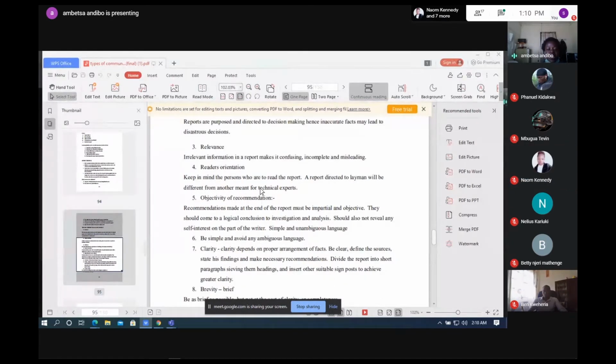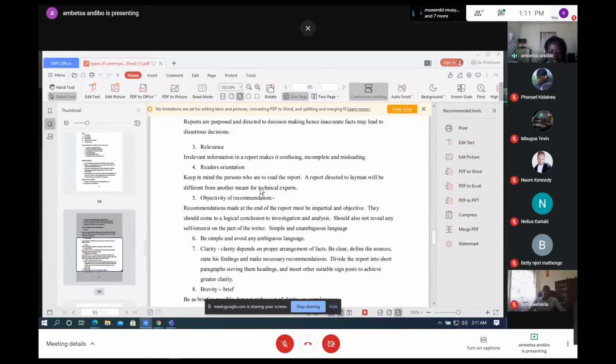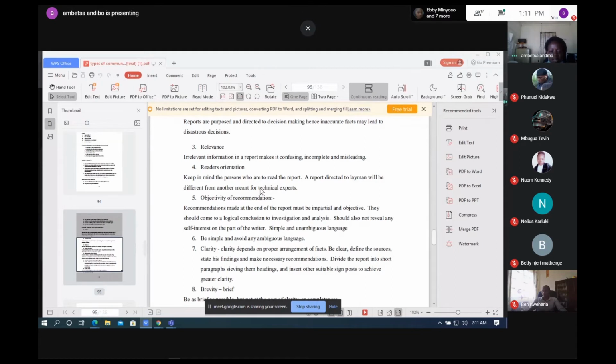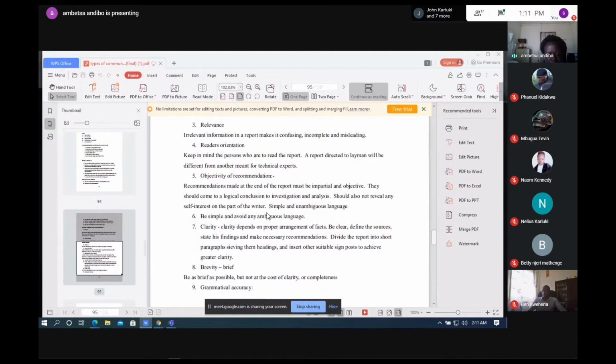Then the fourth one is objectivity. So your recommendations must be free of bias. The fifth one is simplicity. Use simple language. Don't use bombastic terms. Use simple language so people will not be bored as they are reading your report.